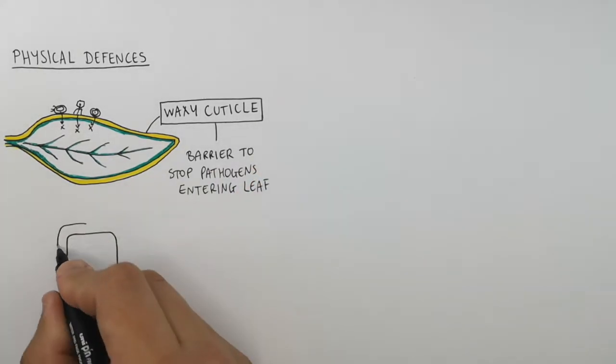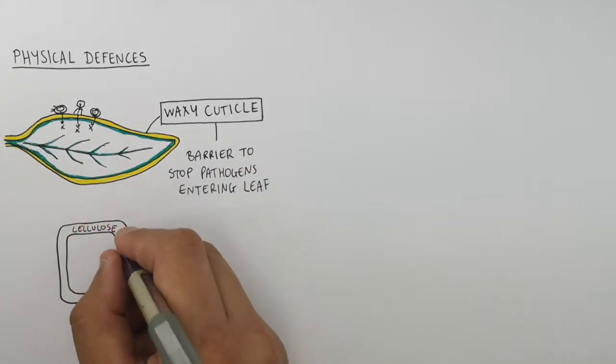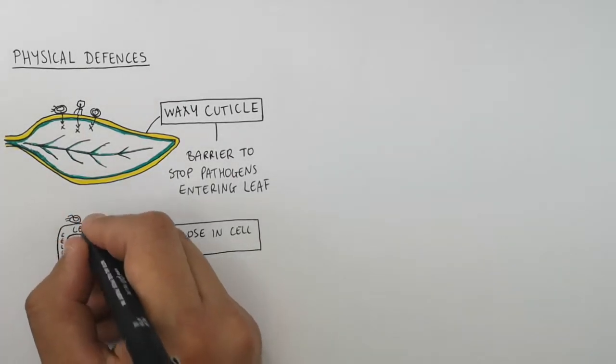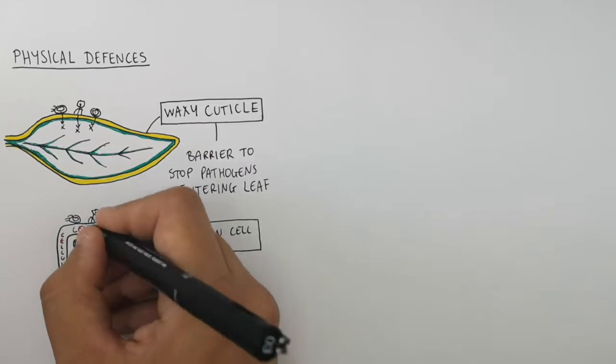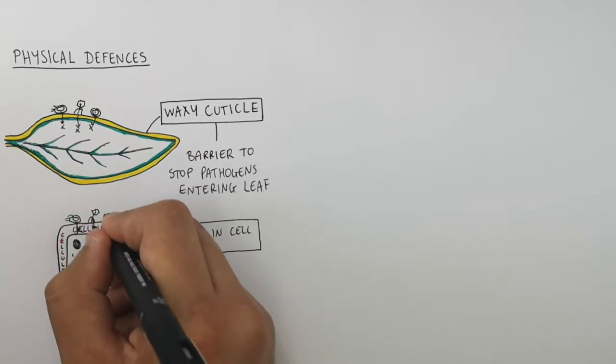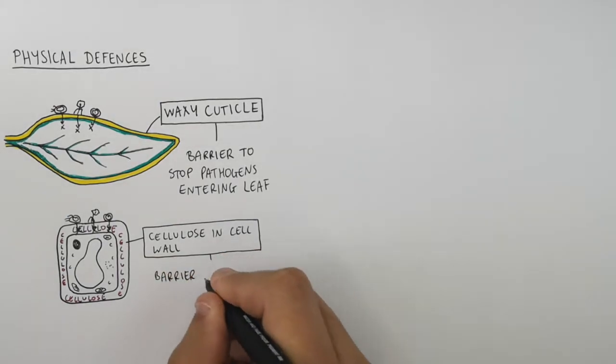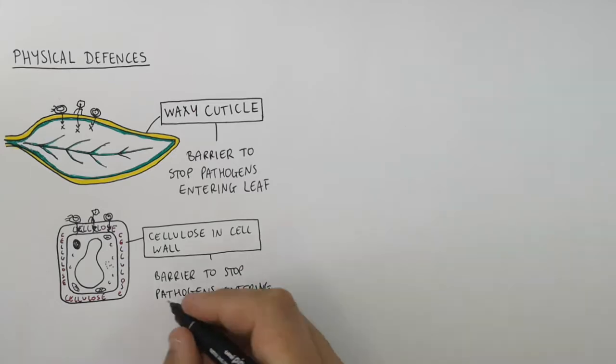This here is a plant cell. A plant cell's cell wall is made of cellulose. Cellulose helps protect the cell. If pathogens are inside the plant, it helps to stop pathogens entering the cell. So cellulose in cell walls is a barrier to stop pathogens entering the cell.